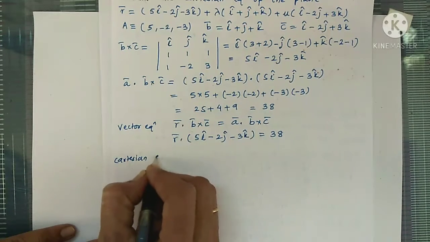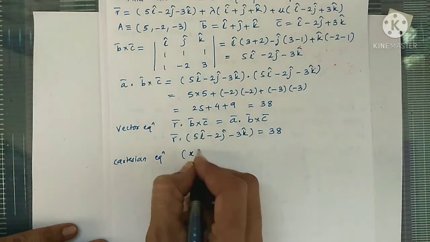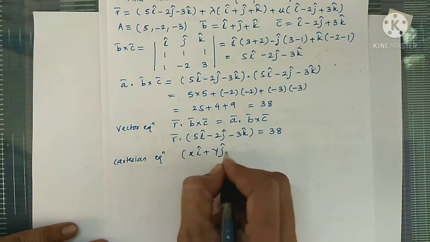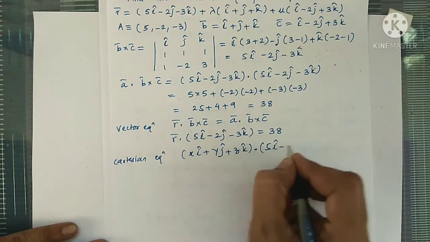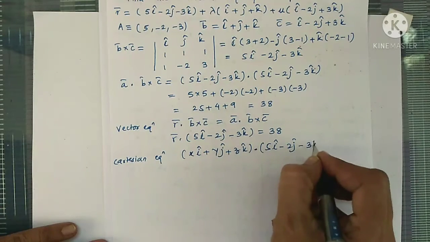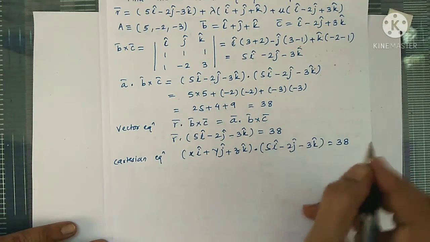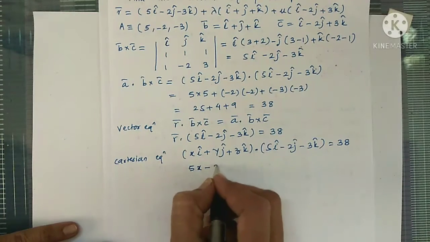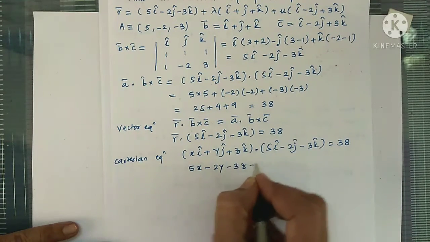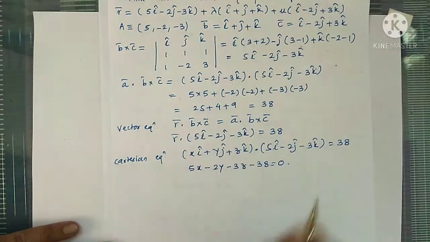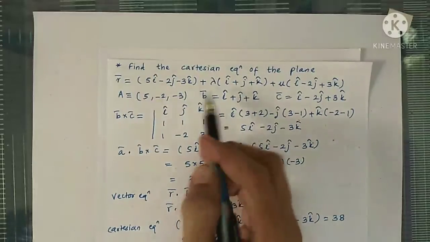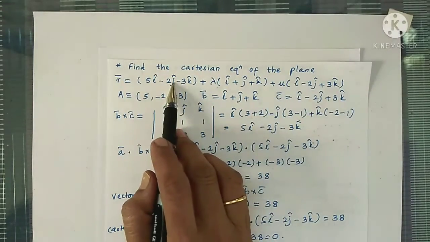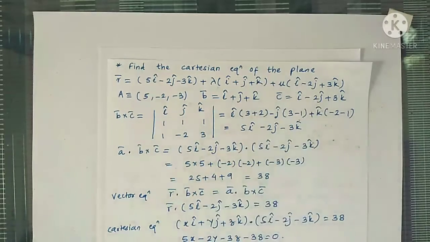So for the Cartesian equation, in that case we have to write r bar as x i cap plus y j cap plus z k cap dot 5 i minus 2 j minus 3 k equal to 38. That is 5x minus 2y minus 3z minus 38 equal to 0. So this is the Cartesian form. But remember that whenever the equation of the plane is given like this, with lambda and then mu, this point lies on the plane and these two vectors are parallel to the plane. Okay.